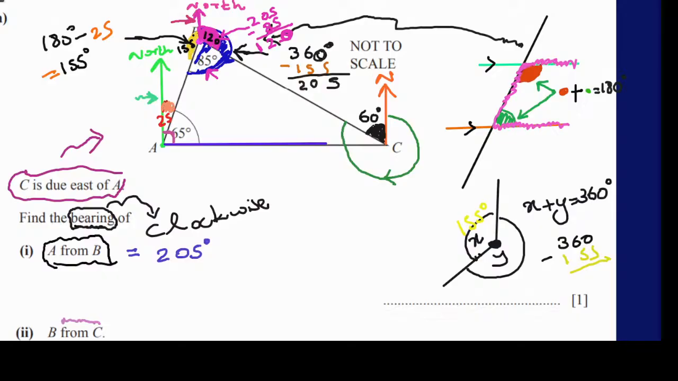So if this black angle is 60 degrees, what should this green reflex angle be? Angles around a point should add up to 360 degrees. So if this black is 60, what should this green big angle be? That should be 300 degrees. So the bearing of B from C is 300 degrees. So Roman 2, the answer is 300 degrees. This is one way of getting the answer for Roman 2.